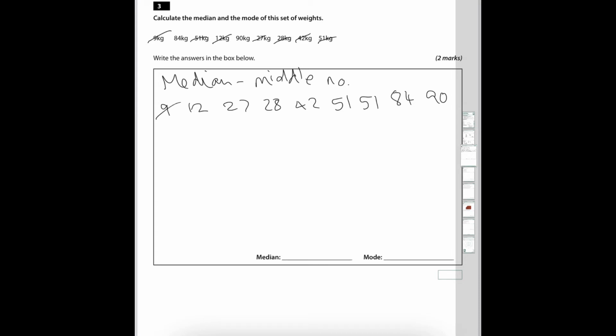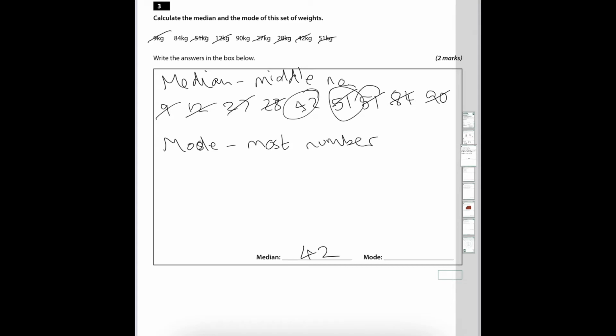So to get the middle one, we can just go from the outside till we get to the middle one. So the median is 42. Now the mode is the most common number. Okay, now as we've seen, because we wrote them down here, we have two 51s. It's the only number we've got more than one of. So the mode is 51.